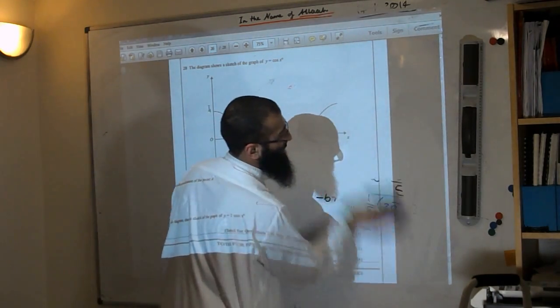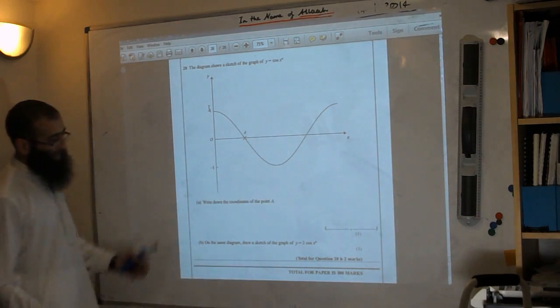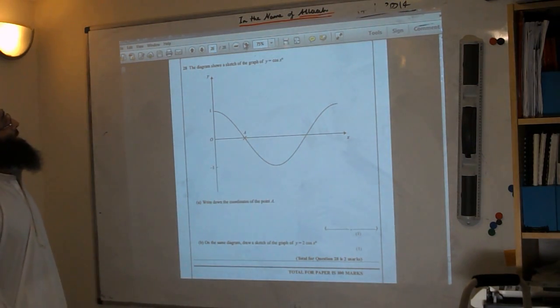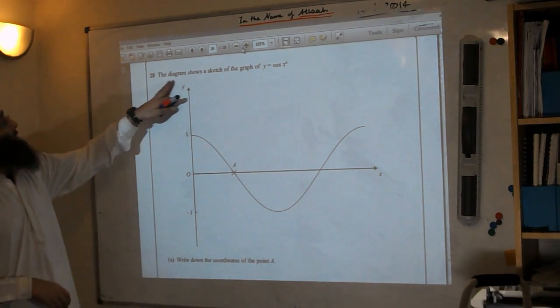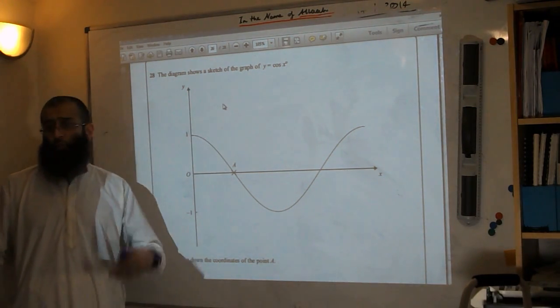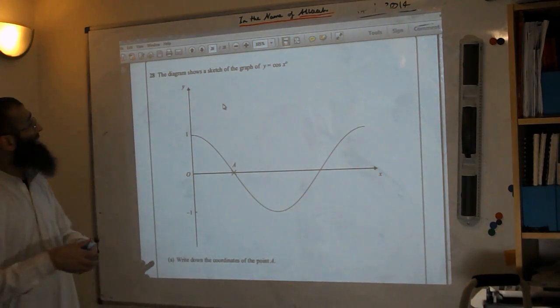Okay, the last question. Okay, folks, I won't delay your pain any further. Let's do this nice. Please make it big. The diagram shows the sketch of the graph y equals cos x. Folks, you need to learn cos x, the basic graphs with the main points on it. So let's have a look.